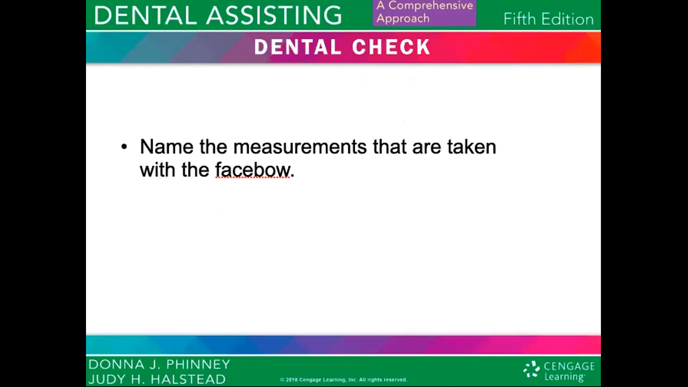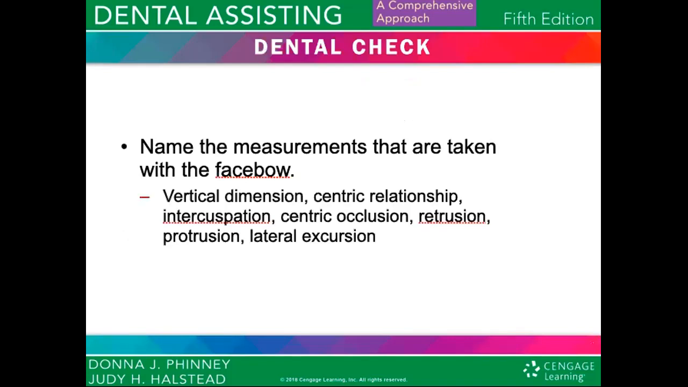So name the measurements that are taken with the face bow. These are the ones that I just explained. We have the vertical dimension, the centric relationship, intercuspation, centric occlusion, retrusion, protrusion, and lateral excursion.